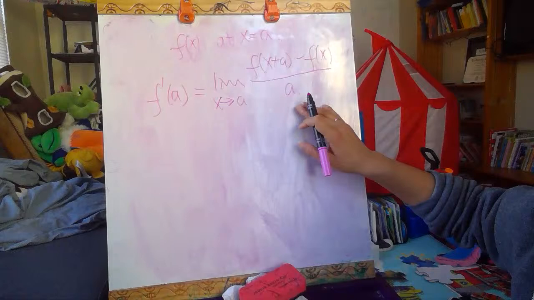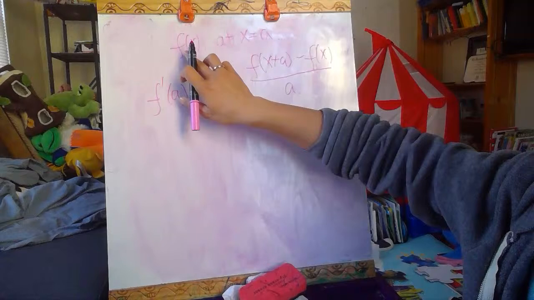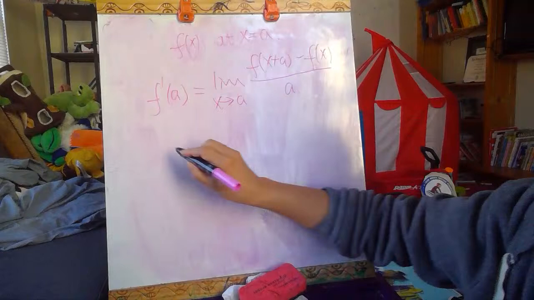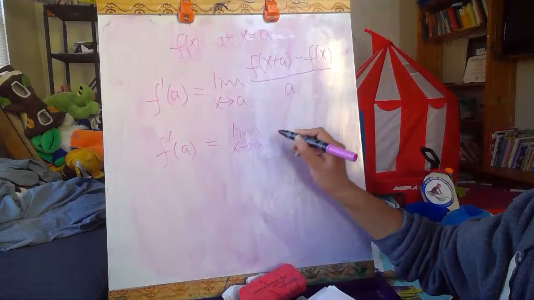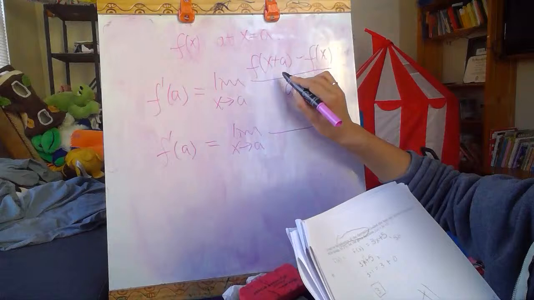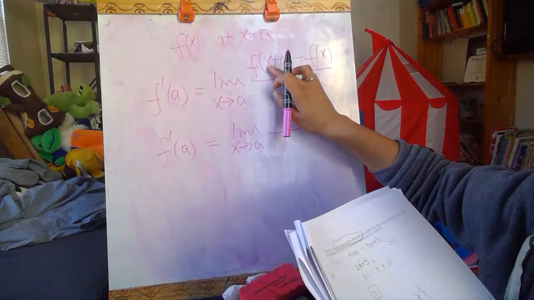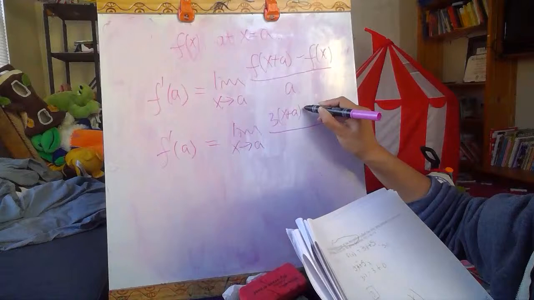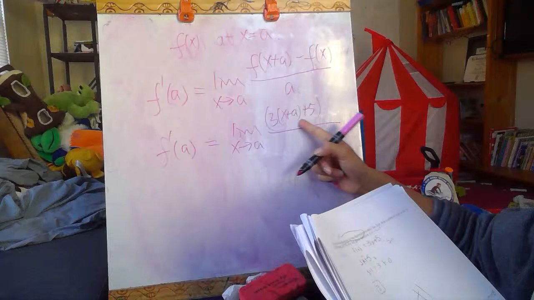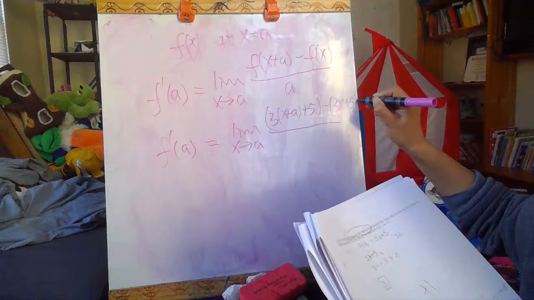So if you find the derivative of f of x at any point, x equals a, the definition is this. So f prime of a equals the limit as x goes to a. For this problem, what's f of x plus a? We plug x plus a into the function, which is 3 times x plus a plus 5. This is f of x plus a. So it's this, minus f of x, which is 3x plus 5, over a.